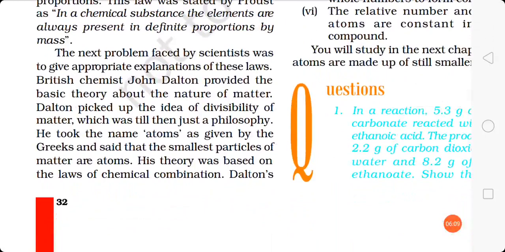Okay, this law was stated by Proust. Research on this law was done by Lavoisier, but that proper explanation was still required. So after this, British chemist John Dalton provided the basic theory on it.